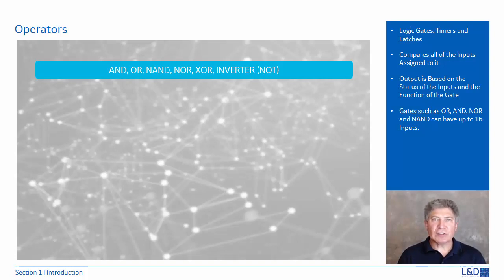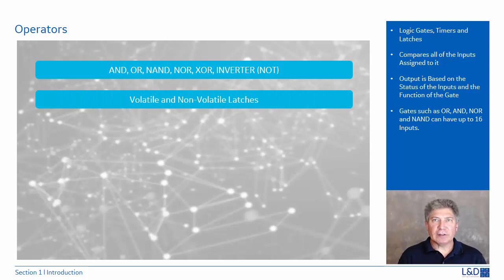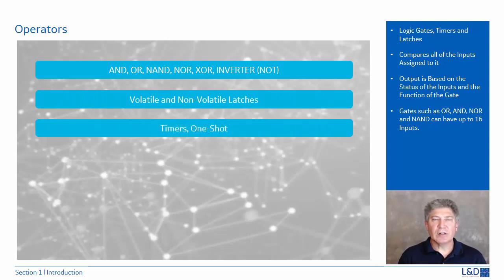Other operators consist of volatile and non-volatile latches, timers, and OneShots. The maximum number of OneShots in FlexLogic is 64, while the maximum number of timers is 32. The output or the resultant of the operator is stored in a virtual output.